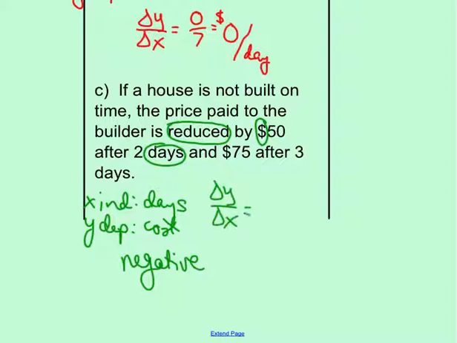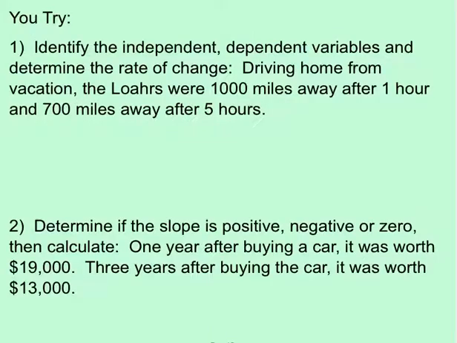Last piece is to calculate this rate of change. So the change in cost goes from 50 to 75. Remember, that's a reduction of $25 that the builder is being paid. And from 2 days to 3 days is a 1-day change. So each day that the house is not built on time, the builder loses $25 of pay. And your U-try problems.